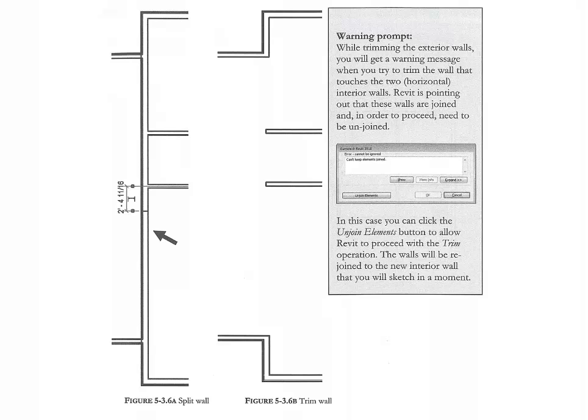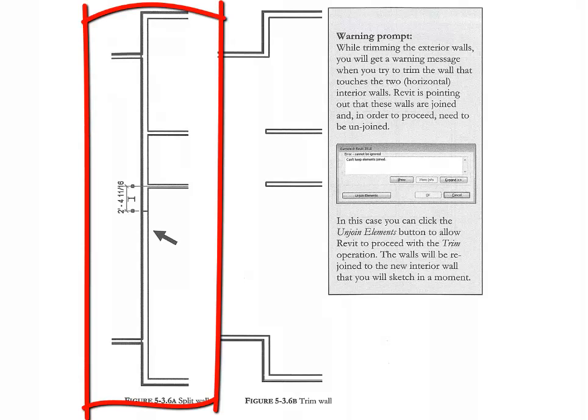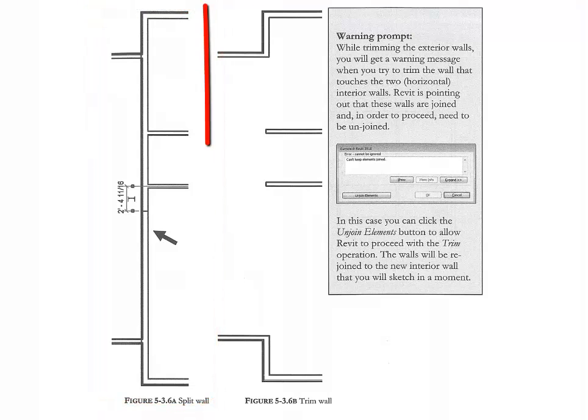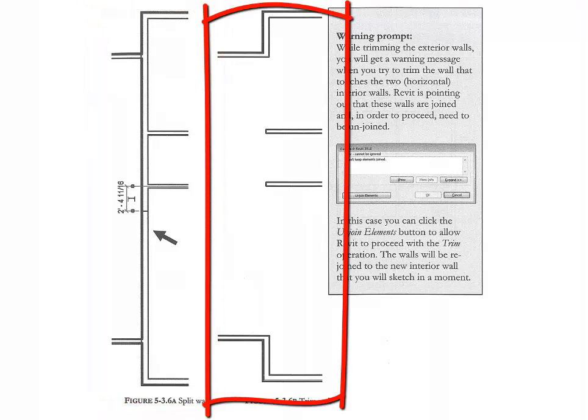And I found in several semesters of teaching out of this book, there's usually some confusion on exactly what this picture is. So what you're looking at on the left side is what your walls should look like before you trim, and then on the right side is what your walls should look like after you trim.